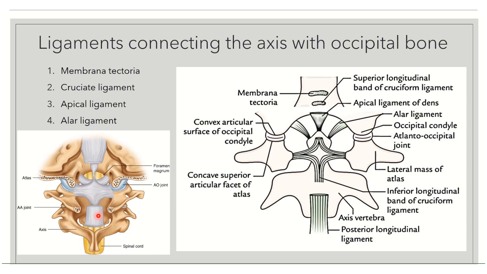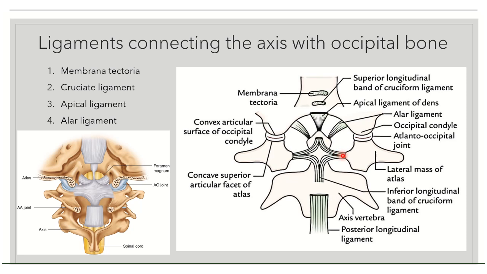This is basically the extension of the posterior longitudinal ligament. When it extends, it gives rise to membrana tectoria, which is attached to the posterior surface of the body of the second cervical vertebra. Superiorly, it is attached to the basi-occiput. This is membrana tectoria.